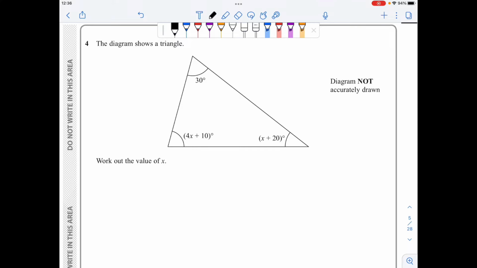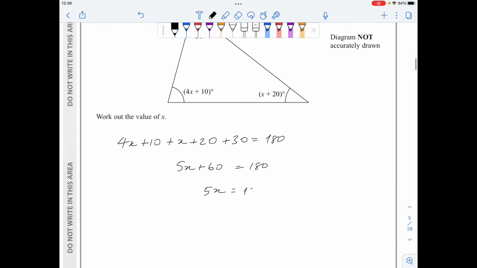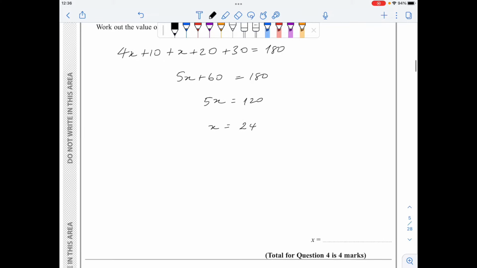For question 4, I'll use the fact that the sum of angles in a triangle is equal to 180. So 4x plus 10 plus x plus 20 plus 30 is equal to 180. So 5x plus 60 is equal to 180. 5x is equal to 120, so x comes out to be 24.